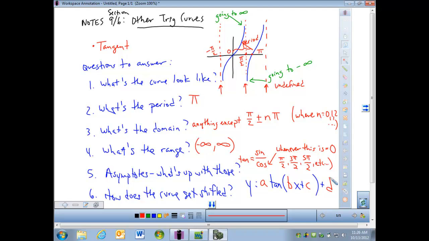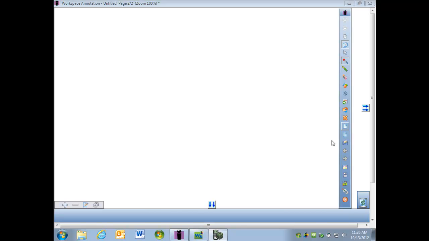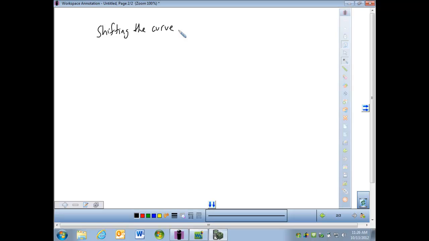So that's kind of your introduction to tangent curves. So how do you shift them? What's going to happen as you plug in those values for a, b, c, and d? How does the function get shifted? What I'd like you to do is copy down these following 3 equations.